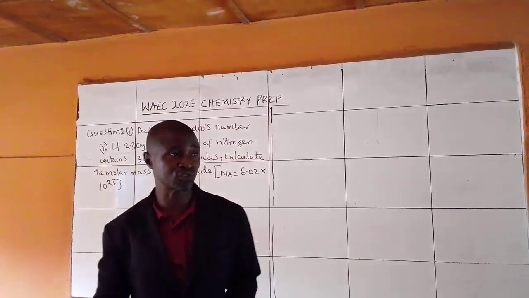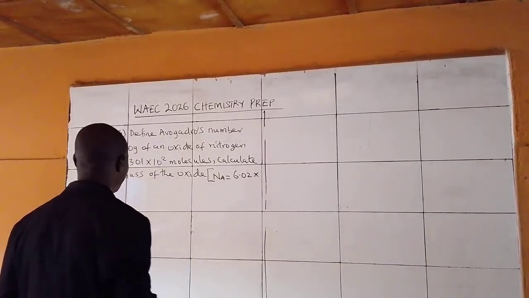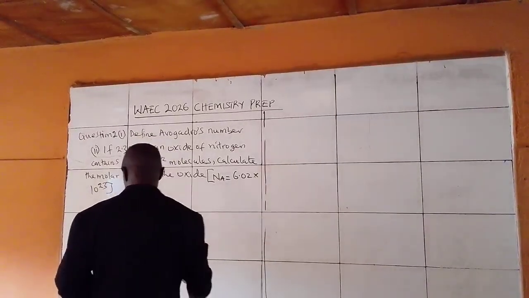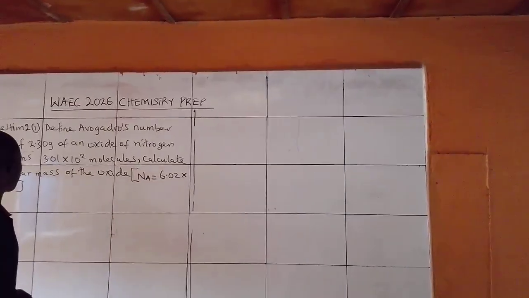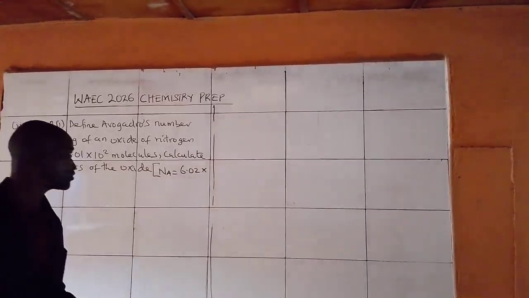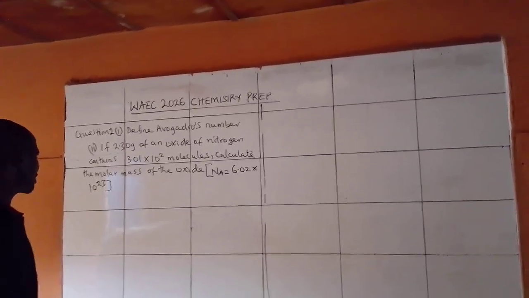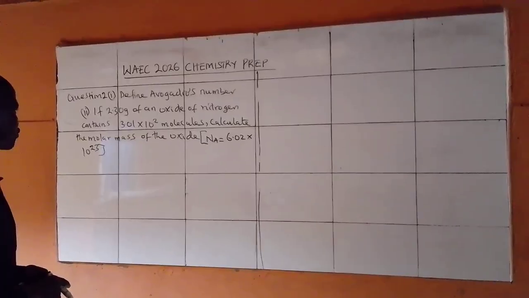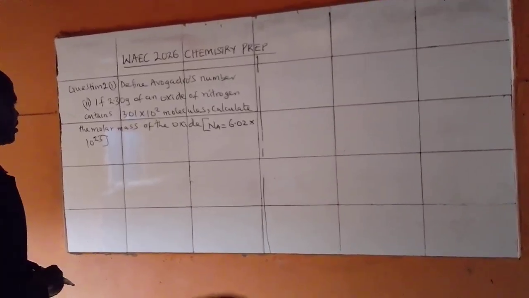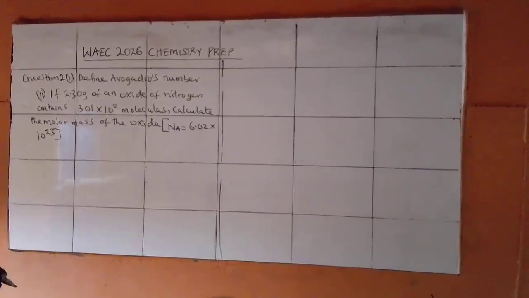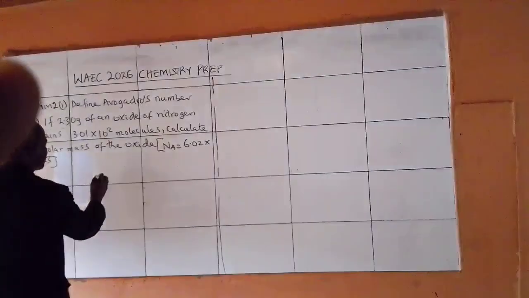Having solved the previous question, we move to the next question. And the question says, (i) define Avogadro's number. (ii) If 2.30 grams of an oxide of nitrogen contains 3.01 times 10 raised to 22 molecules, calculate the molar mass of the oxide. Na is equal to 6.02 times 10 raised to 23. That's the solution.